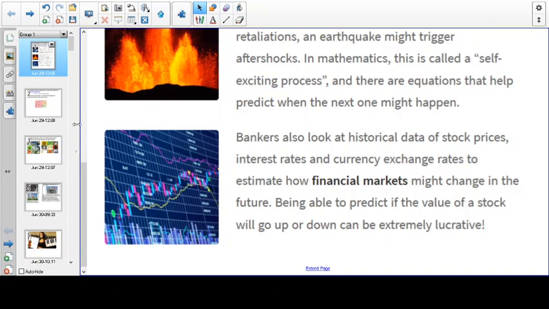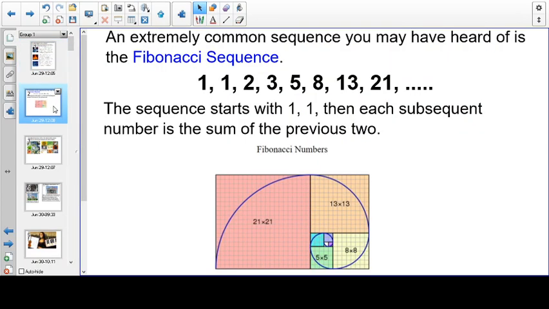There's a very interesting sequence of numbers that you might have heard of called the Fibonacci sequence, which starts 1, 1, 2, 3, 5, 8, 13, etc. So the sequence starts with a 1 and then a 1, and then each subsequent number in the sequence is the sum of the previous two. And there's so much information about the Fibonacci sequence if you look online.